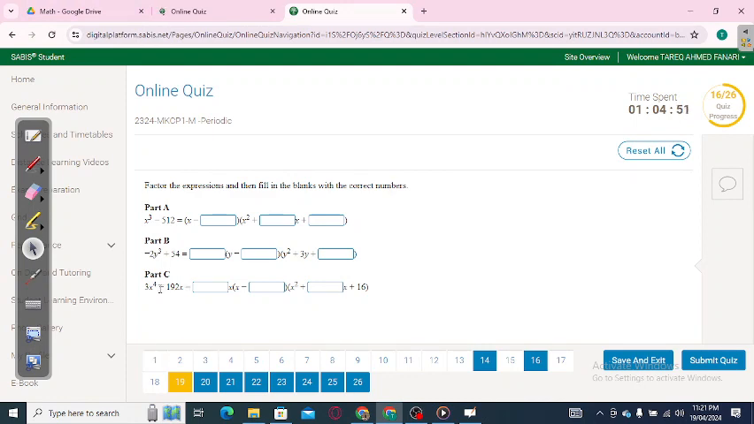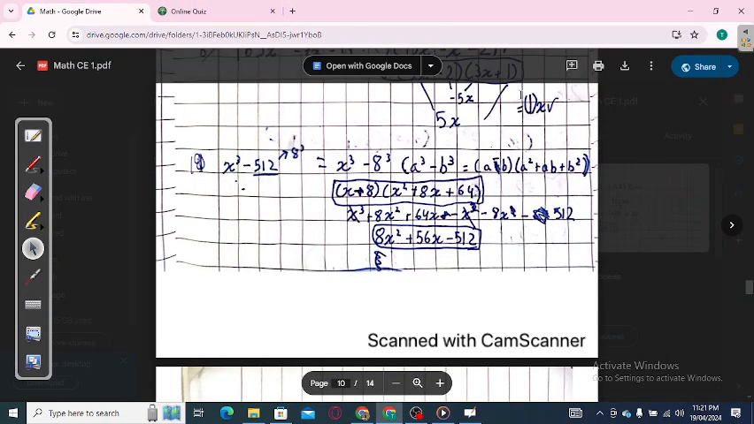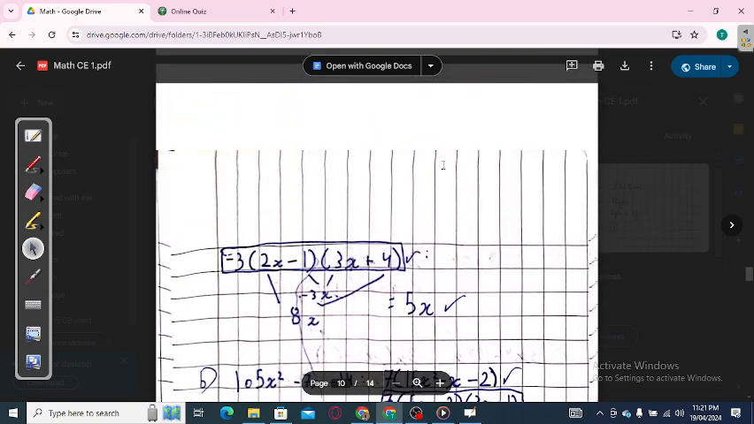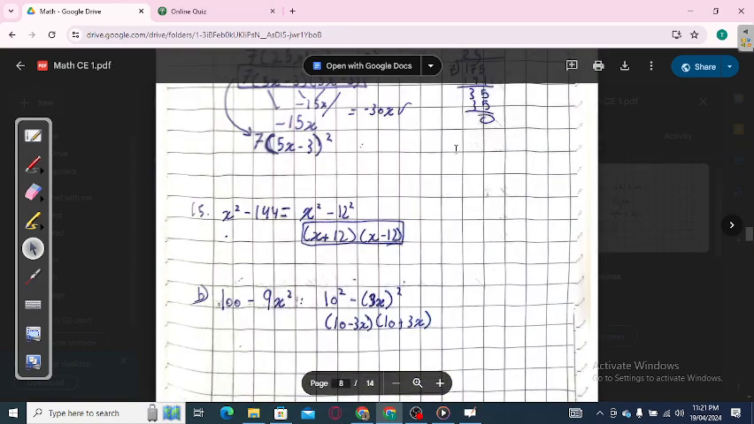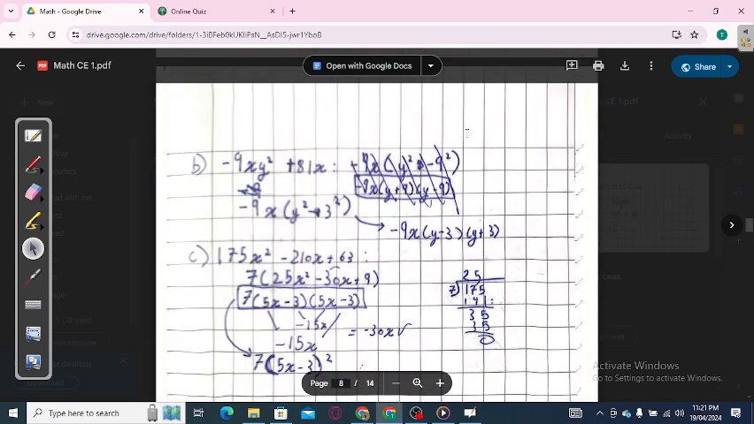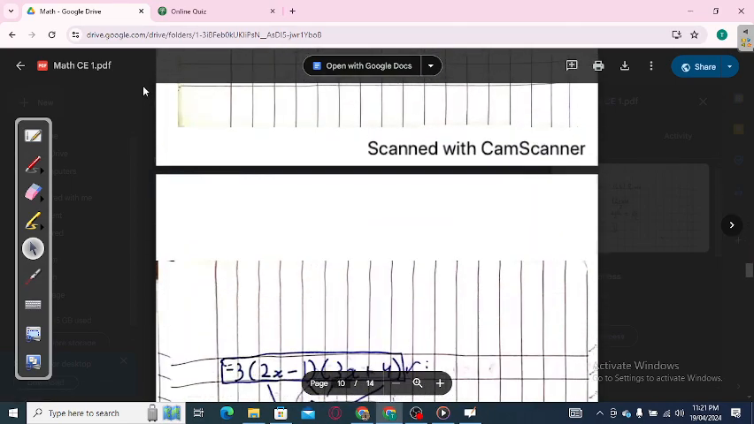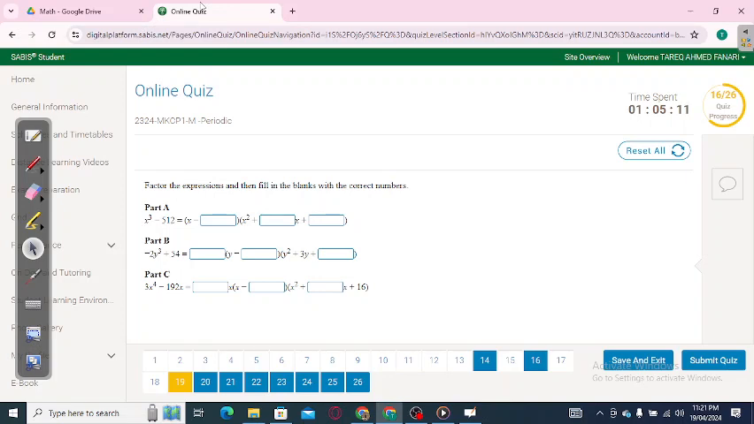Now, what do you do here? This can be tricky because a cubed minus b cubed is not the same as a minus b, cubed. They are two totally different things. Now, I asked ChatGPT how do I rephrase it.